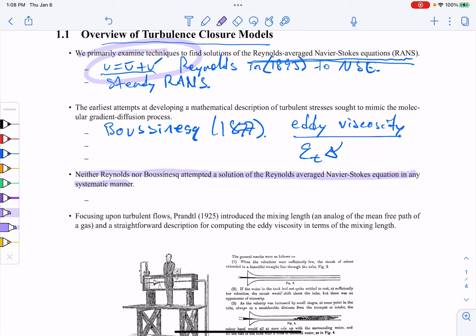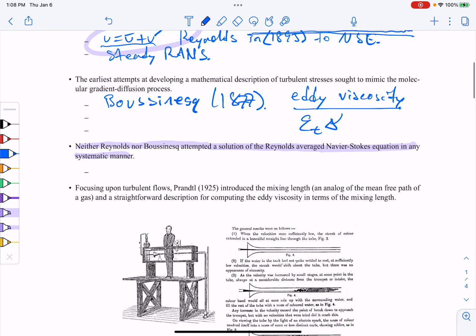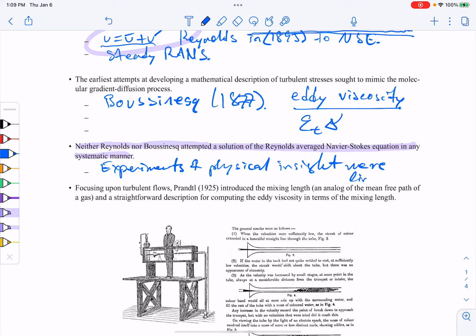And it should be noted, part of the reason was they didn't know the physics. There wasn't any really great experimental database. So experiments and physical insight were limited. And another 150 some years of mathematical development. So that was another problem.